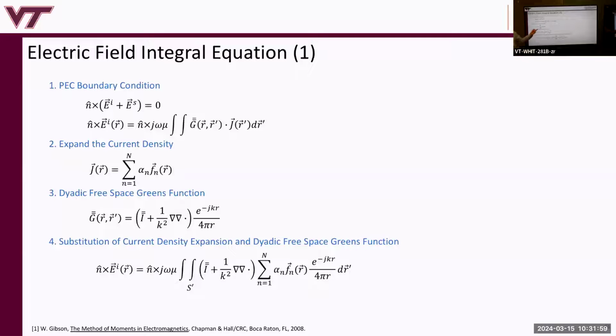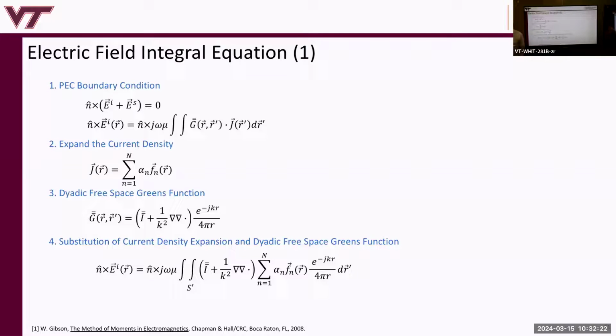To solve it, we're going to expand the current density in terms of a weighted superposition of vector basis functions, and we're going to define the dyadic Green's function as the following operations, and substitute these two expressions into the integrand in our integral equation. And what we get here is the following expression, which is E incident equal to negative E scattered.